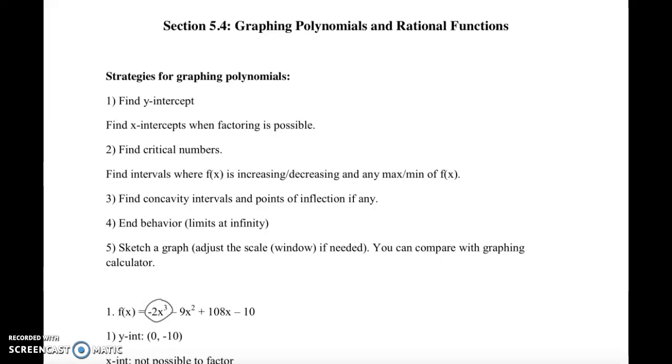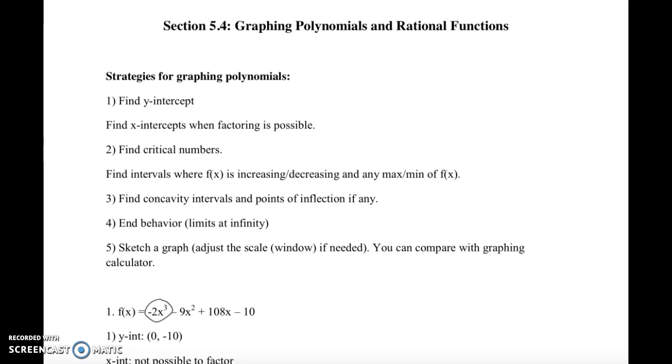All right, so in this section, we're going to pull everything together and we're going to be graphing these polynomials and rational functions using what we know about the first and second derivatives. So our strategies, we're going to start off with polynomials. The first thing we want to do is find the y-intercept. Y-intercepts can be very helpful for us. It allows us to see where that graph is cutting the y-axis.